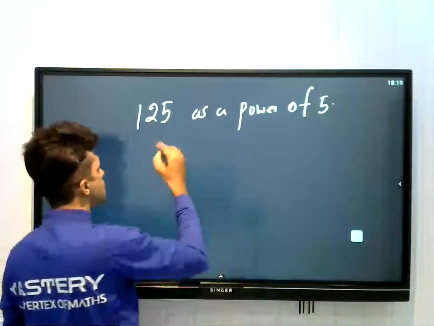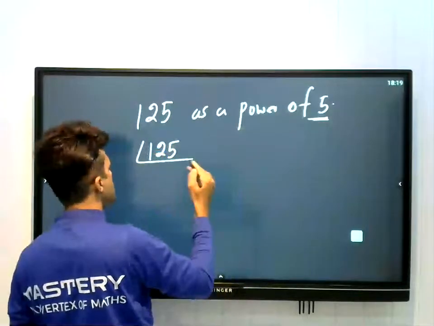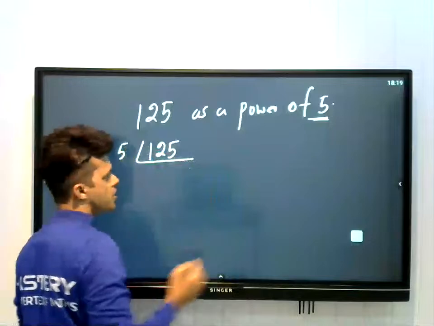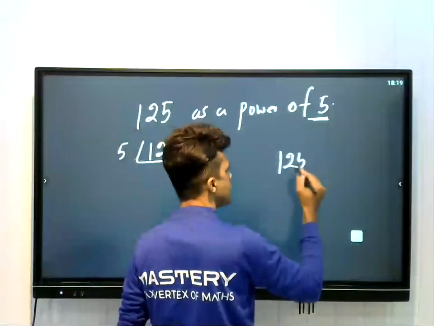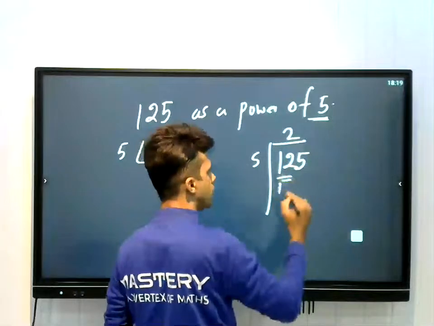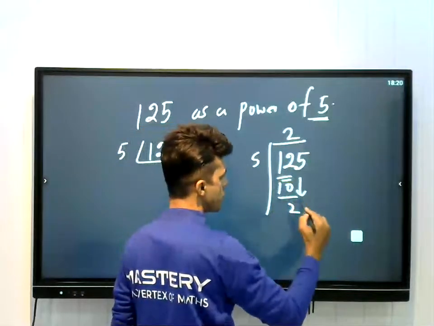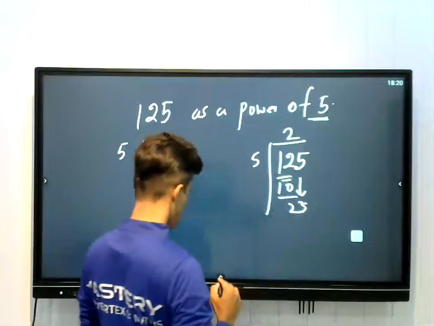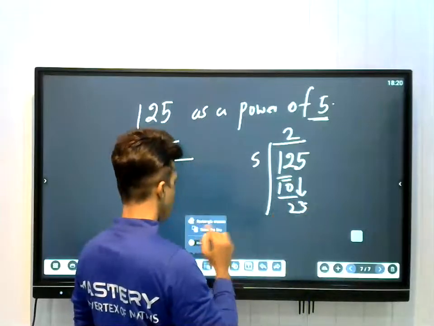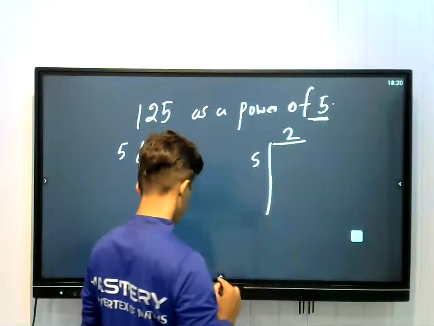Let's try to write this one. The digit to divide by here is 5. Then 125 over 5, let's divide. In 12, how many 5 times? 5 times 2, 10. The remainder is 2. Then 25 over 5, 125.